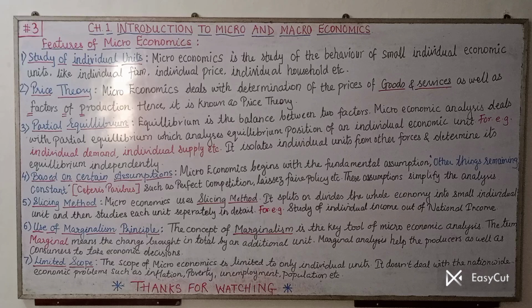I'm revising in short. Please pay attention. Features of microeconomics. First one, study of individual units. Second, price theory. Third, partial equilibrium. Fourth, based on certain assumptions. Fifth, slicing method. Sixth, use of marginalism principle. And seventh one, limited scope.